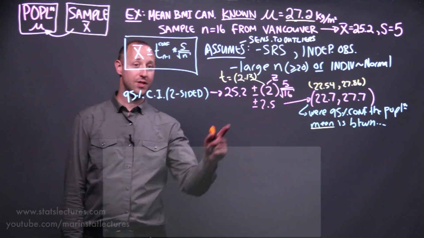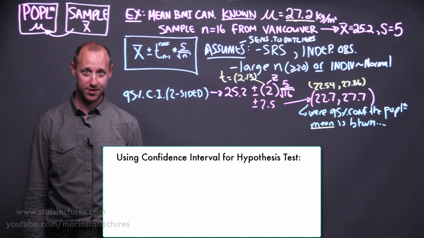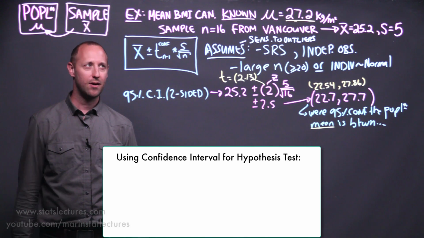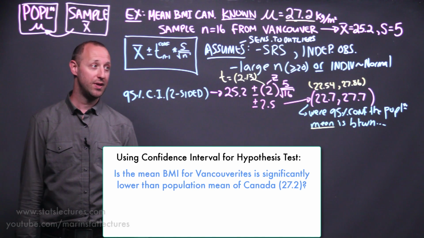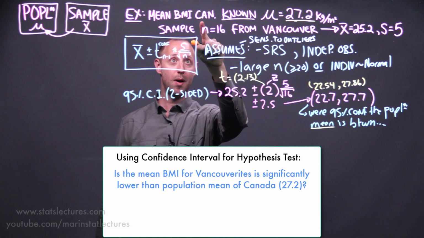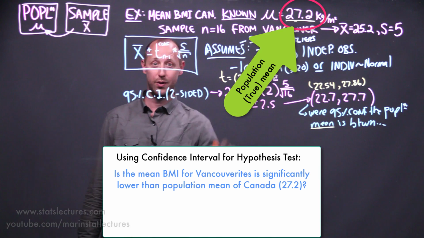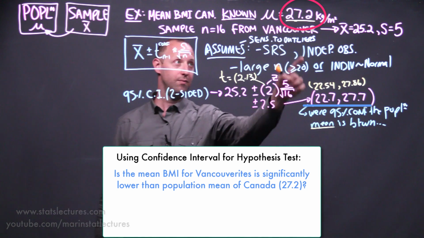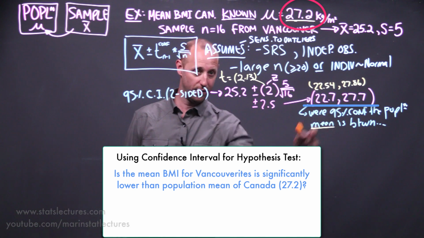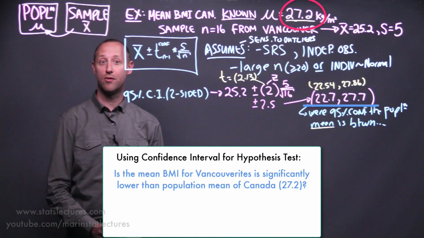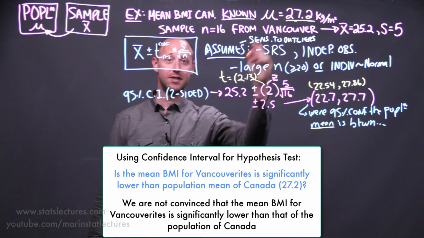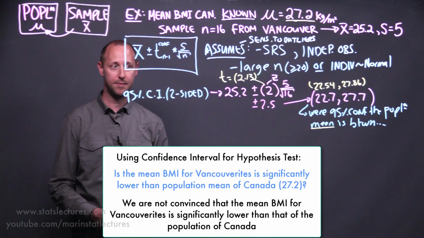We can also use this confidence interval as a rough way to do a hypothesis test. Later we'll more formally talk about hypothesis testing, but for now, suppose we wanted to test, do we think that the mean BMI for Vancouverites is significantly lower than the population mean of Canada, which was 27.2. Here, looking at this interval, we can see that the mean for Canadians falls within this interval, our estimated interval for the mean for Vancouverites. So we're not going to be convinced that the mean for Vancouverites is significantly different from the population's mean.